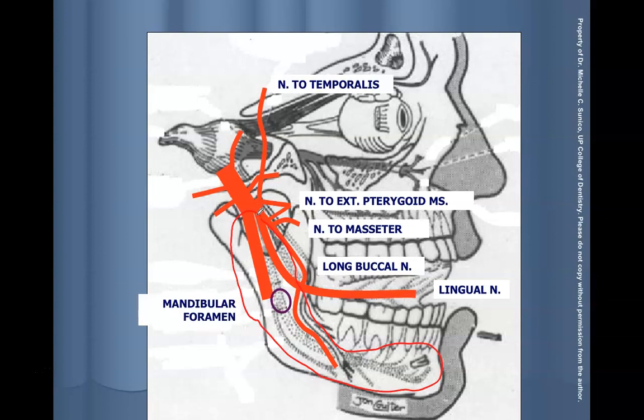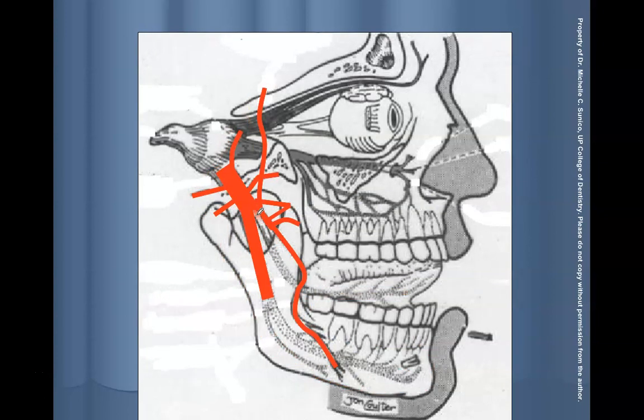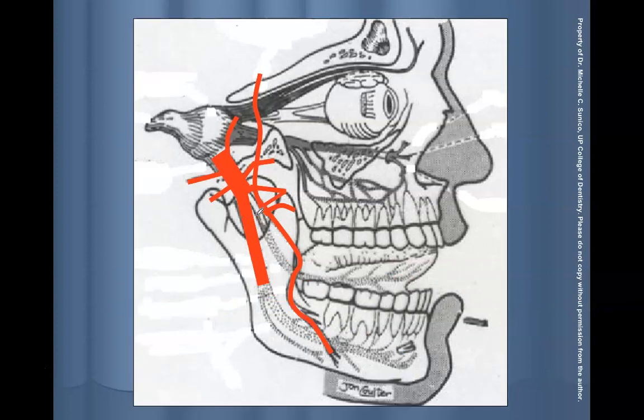Now remember, in the lecture on the odonto-osseous structures, on the internal surface of the mandible, there is this very important foramen, which is called the mandibular foramen, which is the entrance into the mandibular canal. Let's look at that again. This is the lingual nerve, and we have the mandibular foramen, which is the entrance to the mandibular canal.